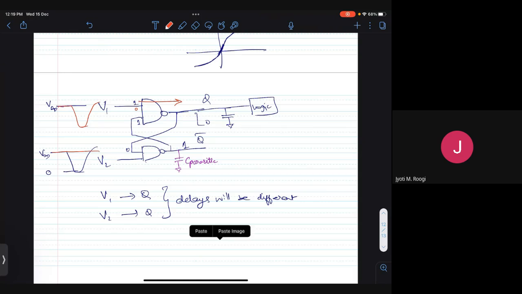So in one case, you have the delay of V2 driving the output capacitance, that in turn affecting the output. In the other case, you have a situation wherein V1 directly changes the value of the output Q.